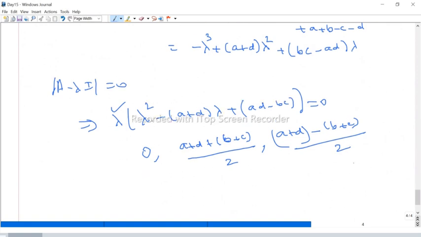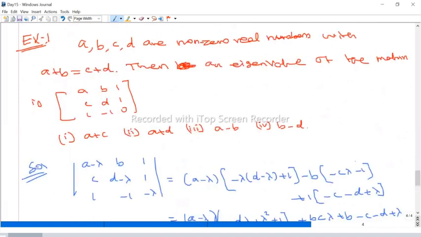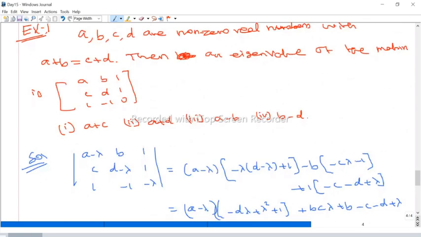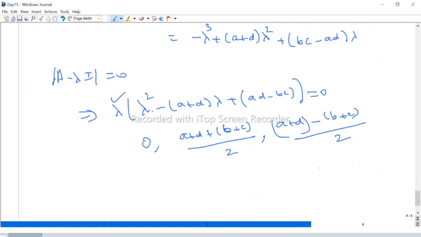Now, what is they are asking? What is the eigenvalue? What will we get? Use the condition a plus b equal to c plus d. Therefore, this c plus d is nothing but a plus b. Again, a plus b, 2a plus b. Therefore, 2 to cancel, we get a plus b. Okay. Therefore, a plus b is the one of the eigenvalue.